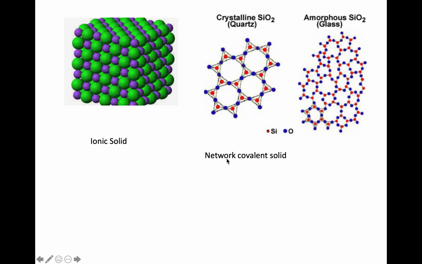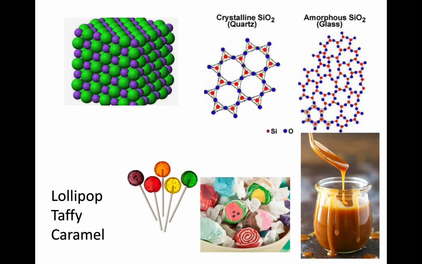Network covalent solids, SiO2 would be an example. Here we see a crystalline one, and then here we see the amorphous. So we still have this local environment, but we don't have the long-range order. A glass, as you might imagine, has a higher entropy than the solid. Now, here I've talked about a couple examples, bringing it back to something your students would be familiar with, different candies. So this is now involving molecular ones. This is involving sugar. Lollipop, taffy, caramel, these are all examples of amorphous solids.